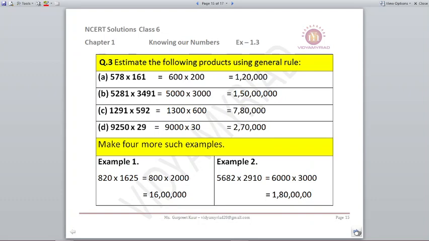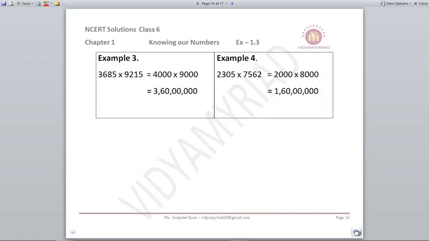1291 into 592. So 1291 becomes 1300, 592 becomes 600. Multiply, you get 7,80,000. 9250 multiplied by 29. So 9250 becomes 9,000, 29 becomes 30. Multiply, it becomes 2,70,000. Make 4 such more examples. You can pick any of your numbers and round it off to the nearest hundreds or thousands, and you can find out the final answer easily.